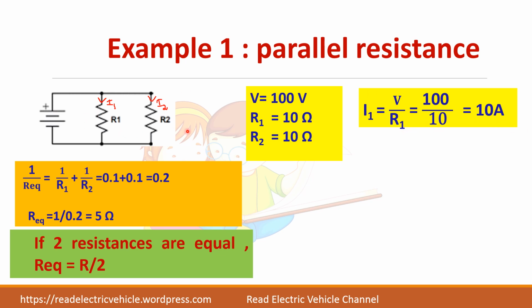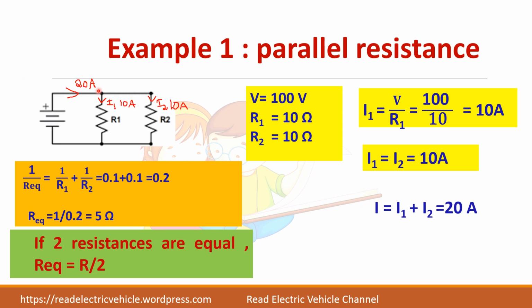All the resistances are equal, so the current will be equal. So I1 equal to I2 equal to 10. So total current will be 20 amps coming from the circuit. It gets divided equally to 10 amps and 10 amps because the resistances are equal.